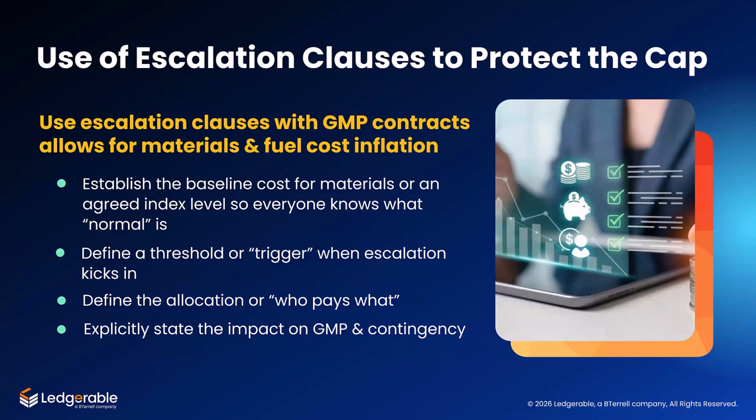In today's economy, we're also seeing increasing use of escalation clauses to deal with cost inflation. When you add an escalation clause to a GMP contract, you're really redefining how risk for material inflation is shared. So the language needs to be extremely clear and objective. Here are a few recommendations for contractors.